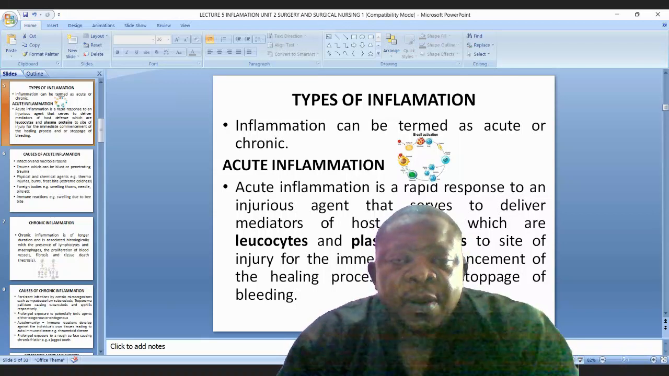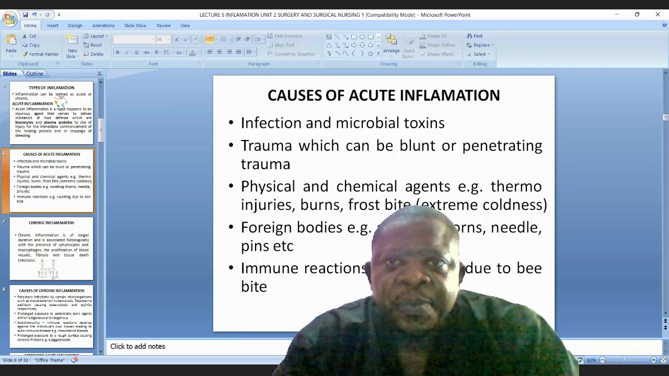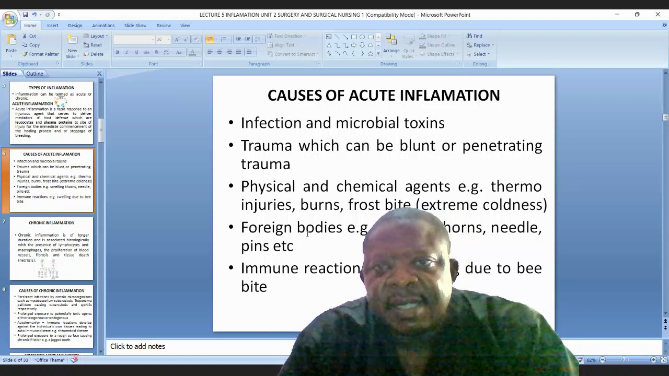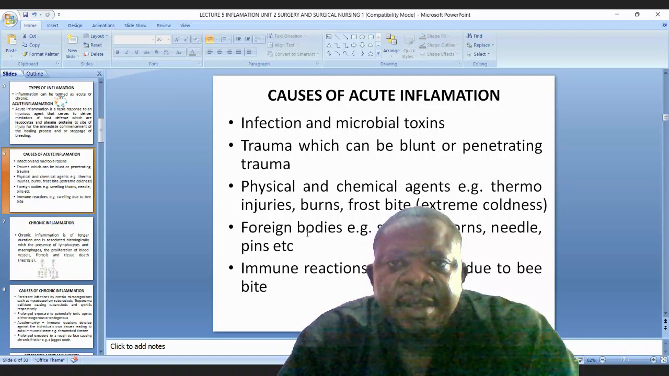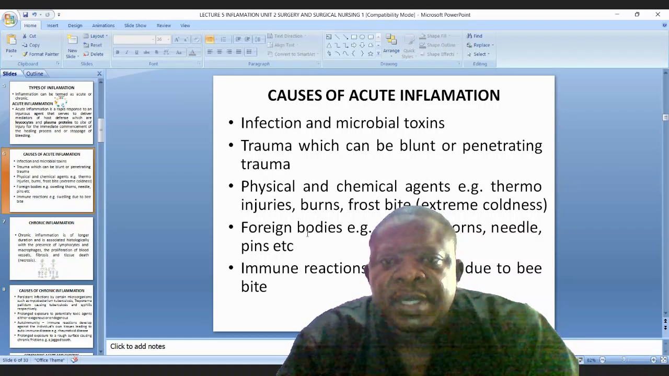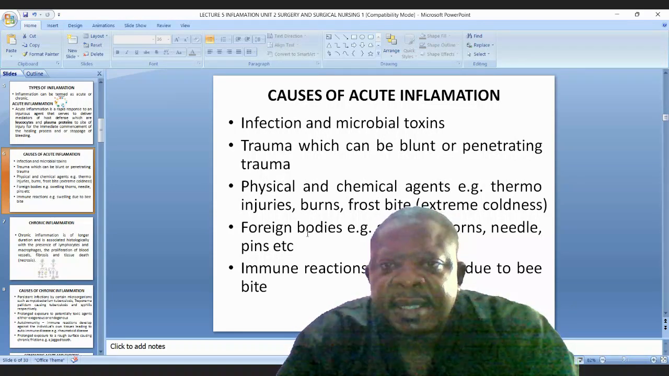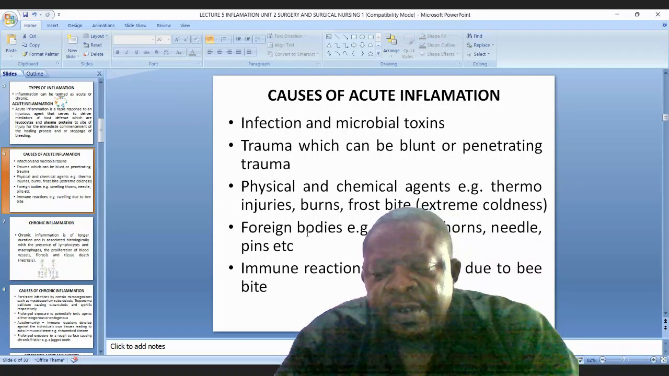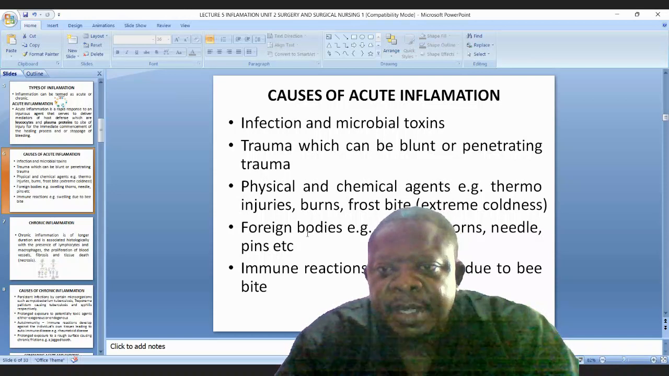Okay, so we have defined acute inflammation. Then, what are some of the causes of acute inflammation. So, infections and microbial toxins may cause inflammation. Trauma, which can be blunt or penetrating, may cause inflammation. Physical and chemical agents. Examples here may include thermal injuries, burns. Okay, all these may cause inflammation. Foreign bodies also, the body is going to react and there will be some inflammation.